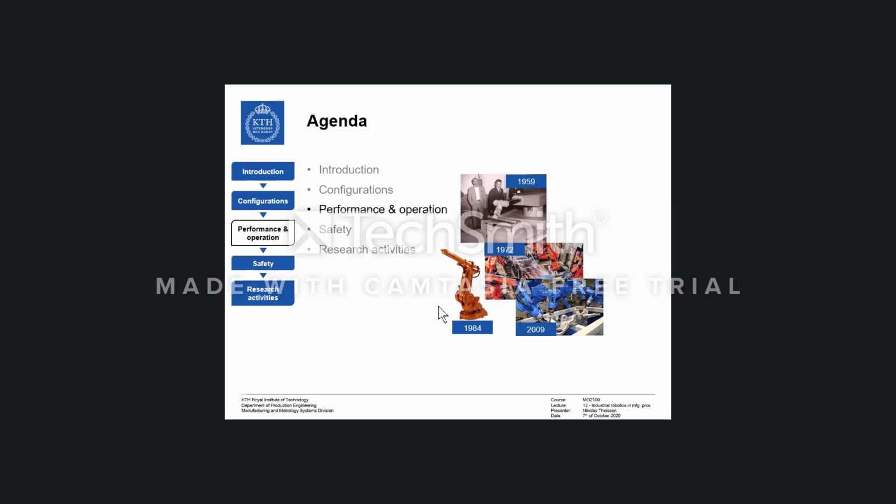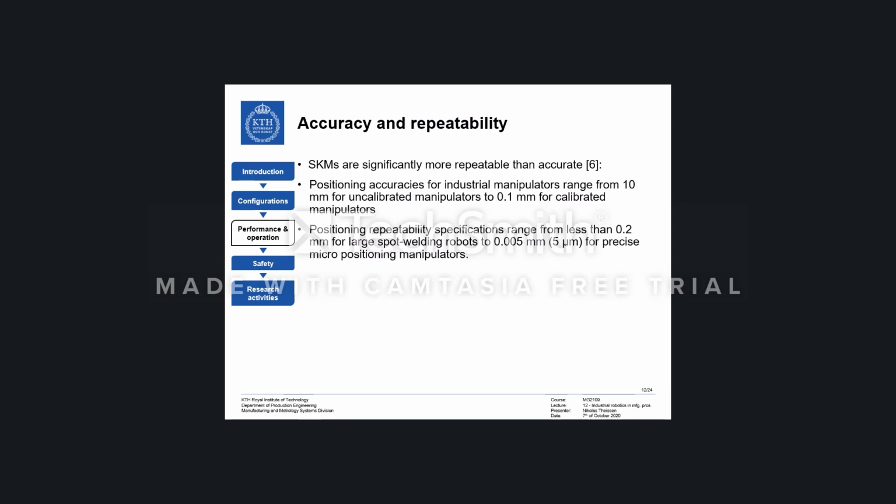Okay, let's continue with the performance and operation of industrial manipulators and how these two are connected. The first thing that we need to know is that serial kinematic mechanisms are significantly more repeatable than they are accurate, which means that positioning accuracies for industrial manipulators range from 10 mm for uncalibrated manipulators to 0.1 mm for calibrated manipulators, and their positioning repeatability ranges from 0.2 mm for large spot welding robots to 0.005 mm or 5 micrometer for precise micro-positioning manipulators.